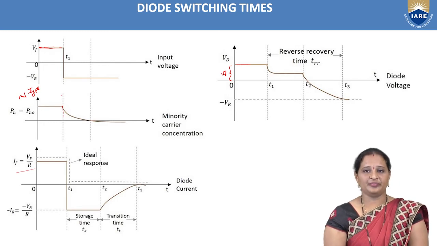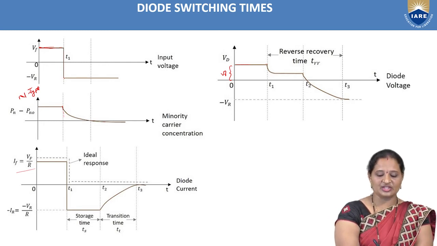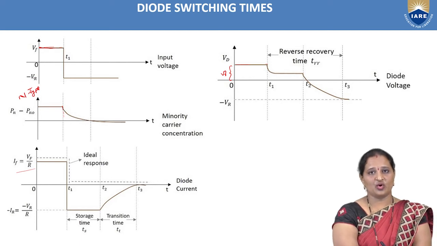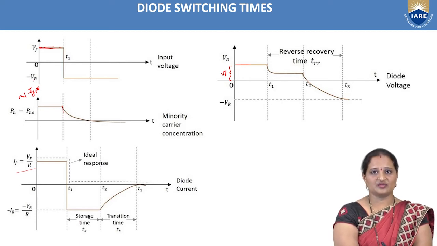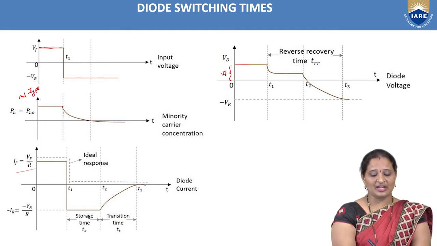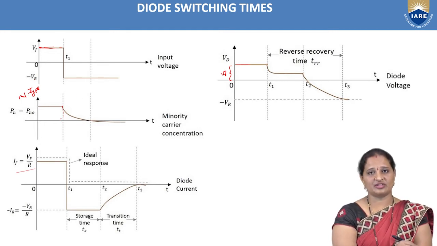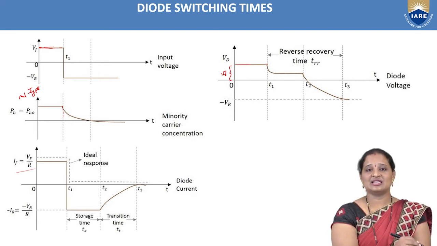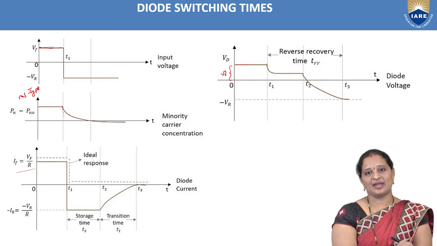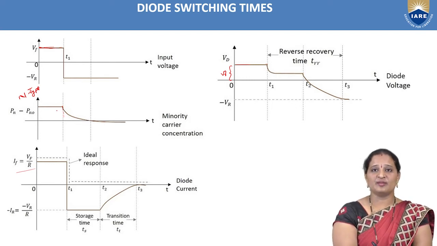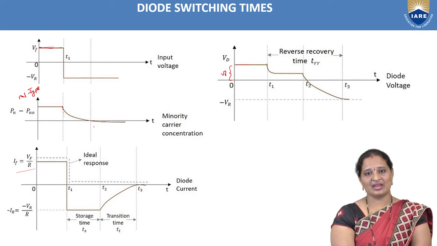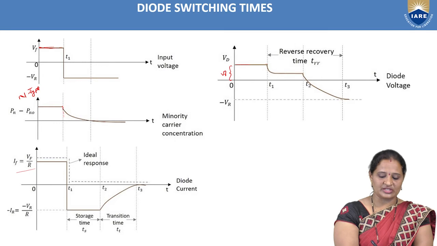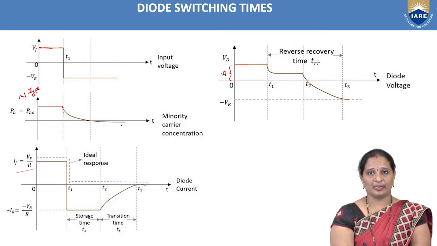Now at time T1, what happens? The voltage is suddenly changing to minus VR. At this instant, as the diode is applied with reverse bias, in order to change its state from steady state forward bias to steady state reverse bias, it takes some time because it has to remove the excess minority charge carriers present at the junction. As it takes some time to remove that excess minority charge carrier concentration, it is exponentially decaying here.